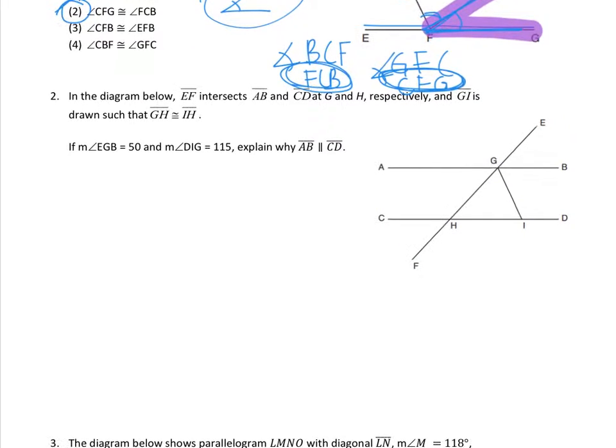Number 2, another Common Core question. Most of these are coming from Common Core exams so that you're seeing the level of rigor in order to be successful when you retake in June. Number 2 says in the diagram below, EF intersects AB and CD at G and H respectively, and GI is drawn such that GH is congruent to IH.